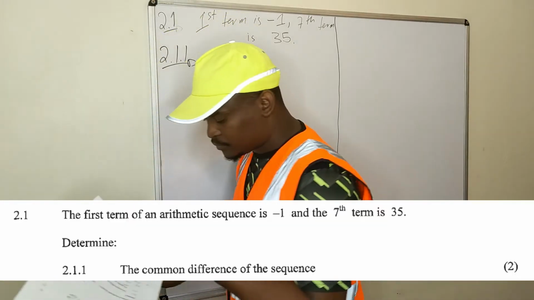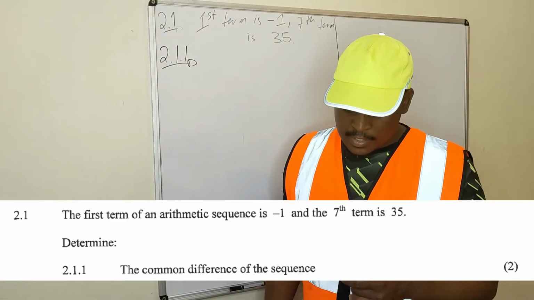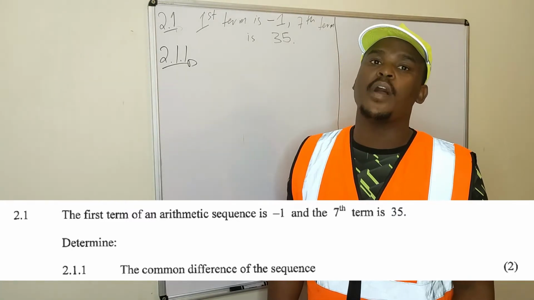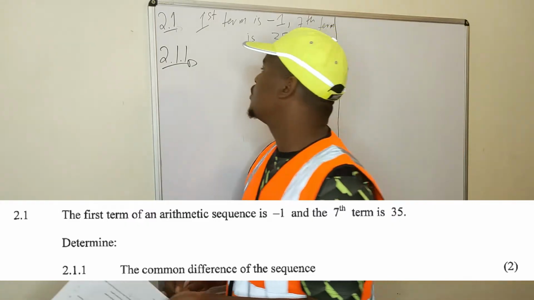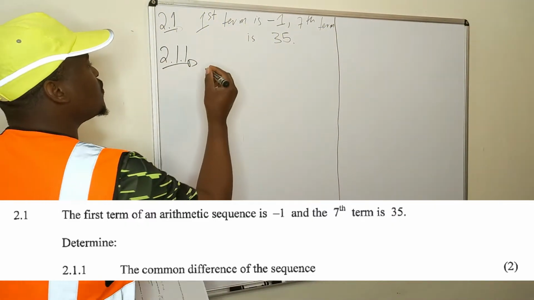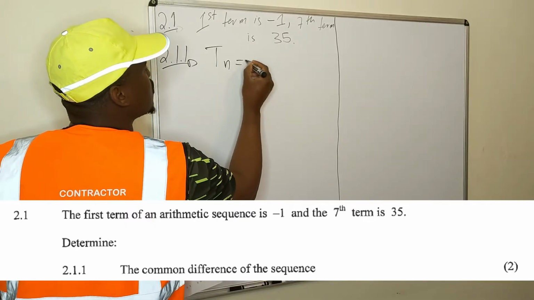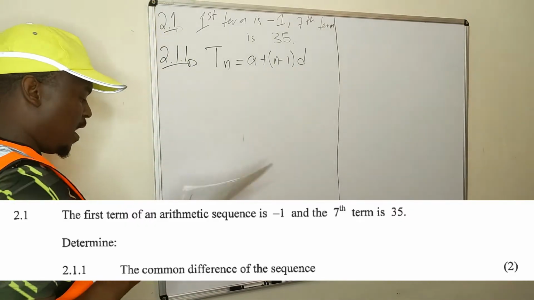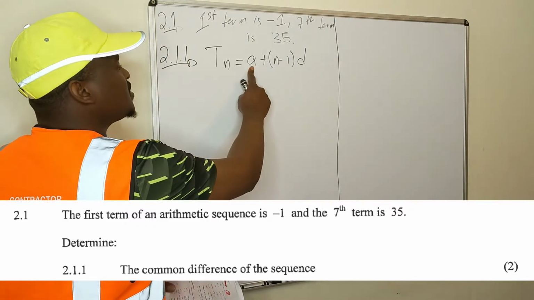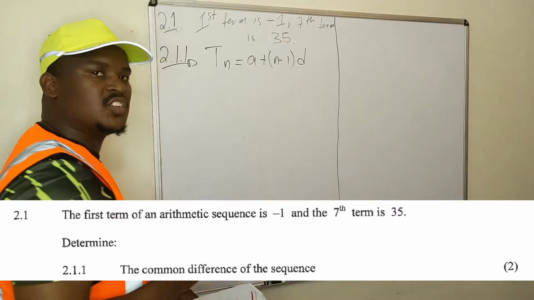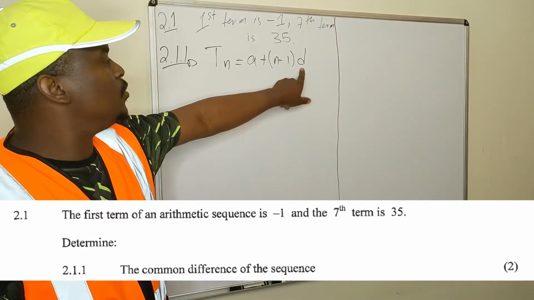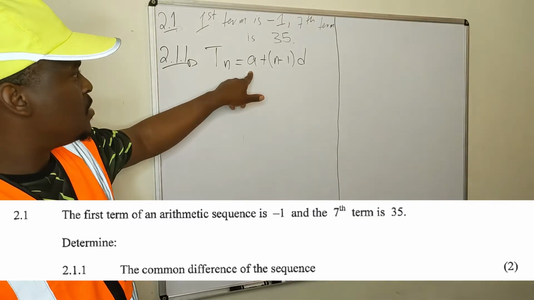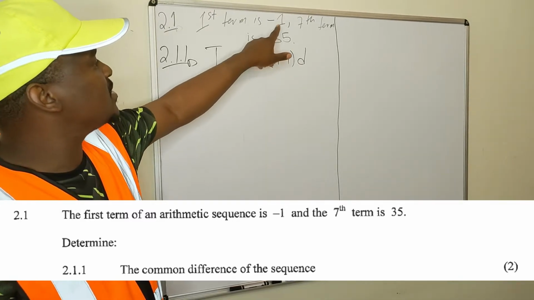2.1.1 reads as follows: Determine the common difference of the sequence. So they want you to find the common difference of the sequence. This is the arithmetic sequence. You know the general term Tn is equal to A plus n minus 1 times D, where A is your first term and D is your difference. So you need to find D, the difference. You have A, which is the first term.